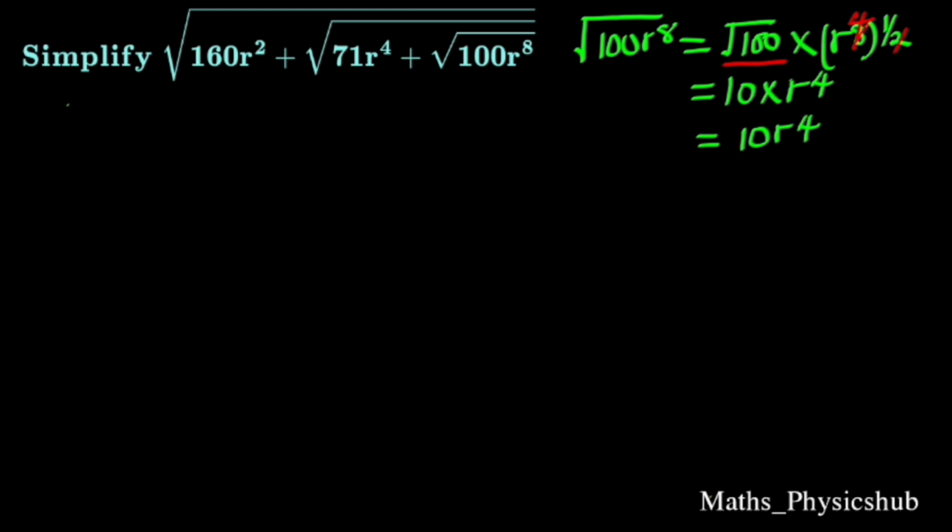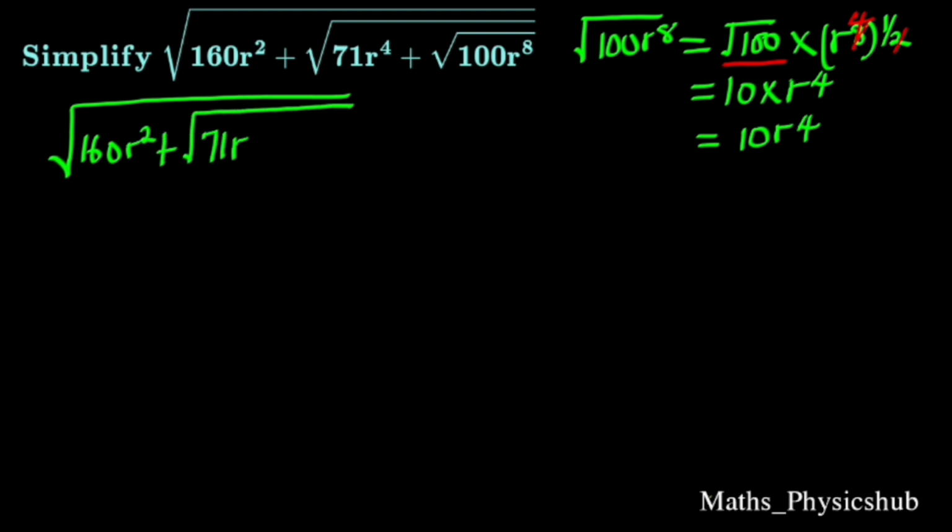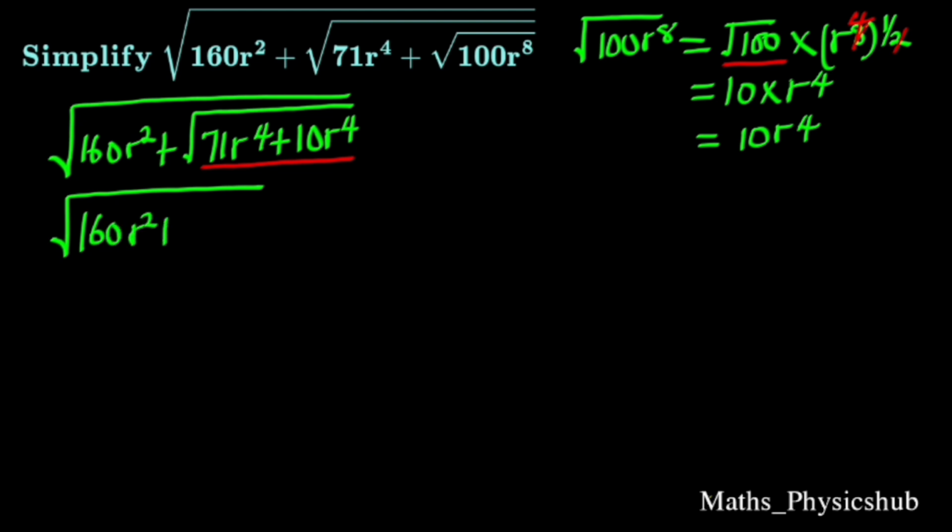Note, for r, we expressed the square root in power so that we can easily divide the powers to get our square root. Next we add the value under one square root. And this will give us square root of 160r power 2, plus square root of 71r power 4, plus 10r power 4. 71r power 4 plus 10r power 4 is 81r power 4. So we have square root of 160r power 2, plus square root of 81r power 4.